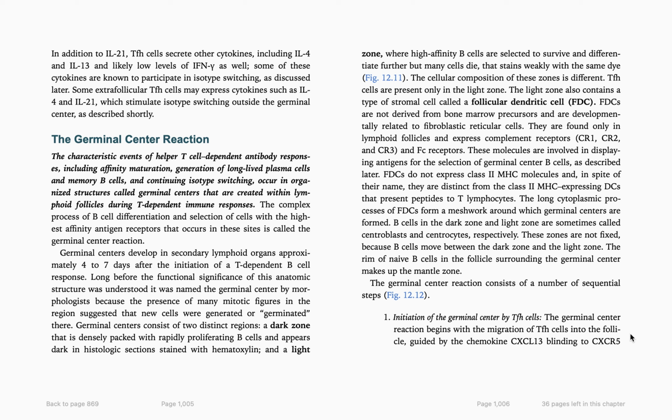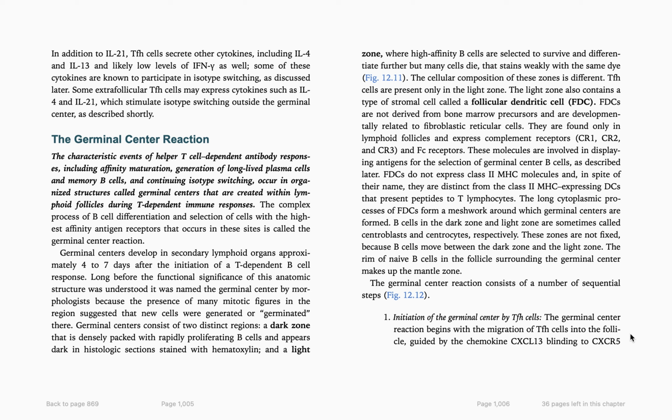T follicular cells are present only in the light zones. The light zones also contain a type of stromal cell called follicular dendritic cells. Follicular dendritic cells are not derived from bone marrow precursors, and they are developmentally related to fibroblastic reticular cells. They are found only in lymphoid follicles and express the complement receptors CR1, CR2, and CR3, and Fc receptor. These molecules are involved in displaying antigen for selection of germinal center B cells, as described later.